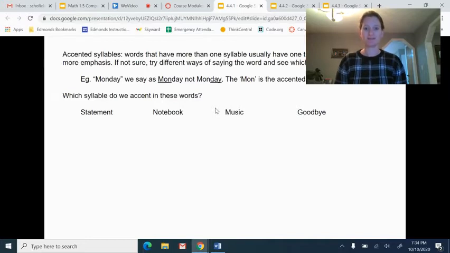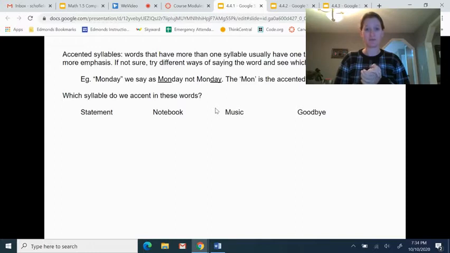Hi, fourth graders. I am going to share with you our word study for this week. It is about the long and short A pattern, spelling patterns that we can find in words that have a syllable accented. An accented syllable means that when we speak, most words that have more than one syllable, we usually put a little bit more emphasis or a little bit more stress on one of the syllables more than another.